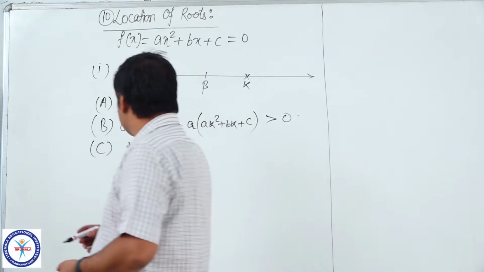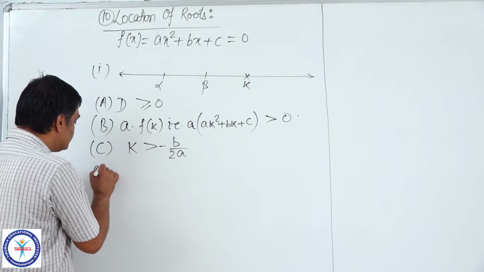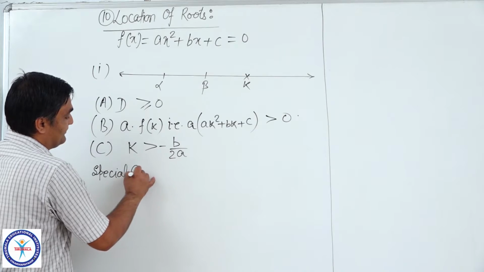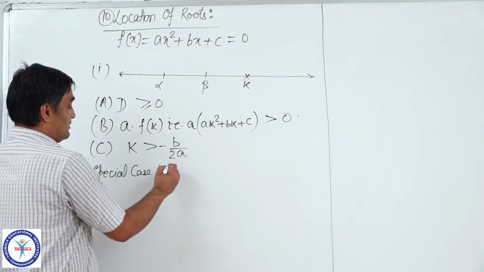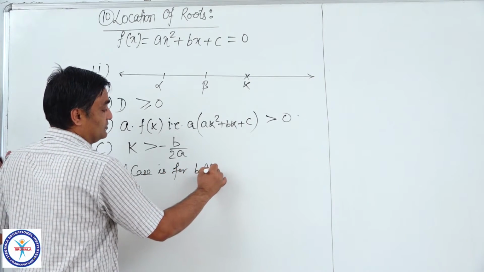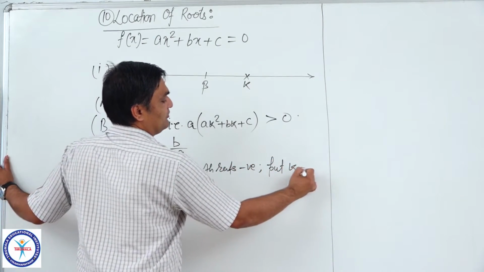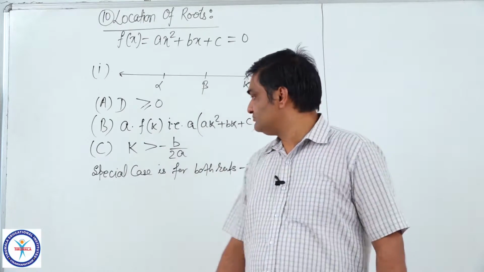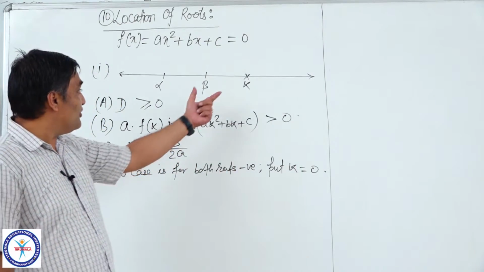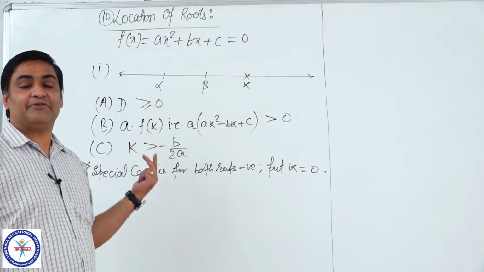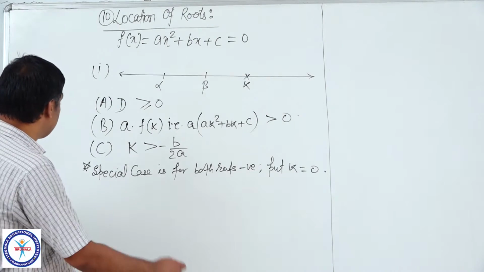Okay. Now, a special case is for both roots negative, put k equal to 0. Fine. If k is equal to 0 and both roots are less than k, means less than 0, so we can write this case also as both roots negative.